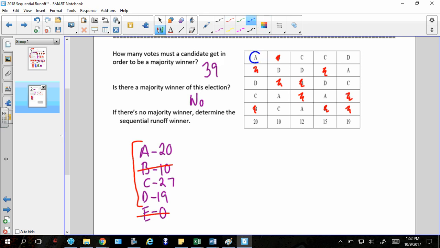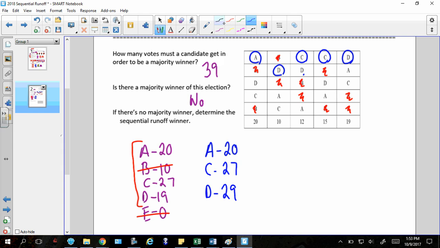All right, so A here, D's in first place here. Oh, there it is, C. It was almost messed up there. All right, so A has 20 votes. C looks like it has 27 votes. It stayed the same. D now has 29 votes.